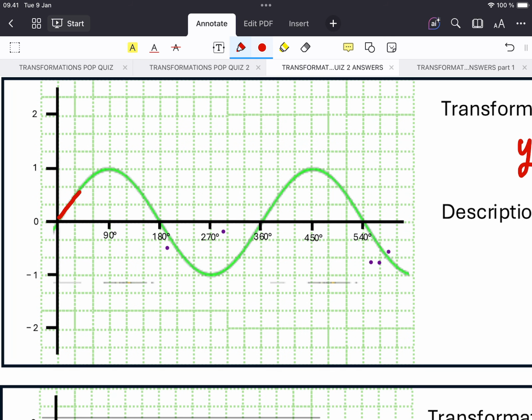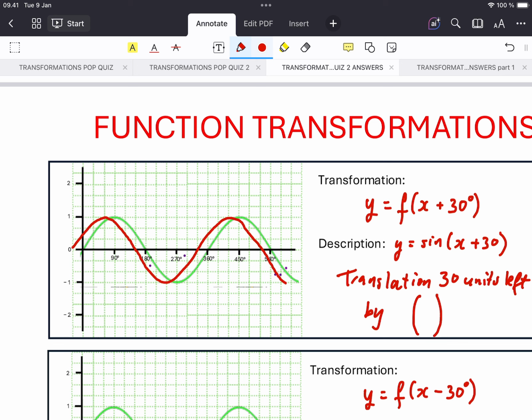So you can say 1 unit to the left, but you can also say it's 30 units to the left, I should say, because it's 30 degrees. 30 units to the left, but you can also express that in terms of vectors. So it's a translation by the vector minus 30, because it's going 30 backwards, if you like, if you think of to the left as being backwards, and then it's going 0 up or down.